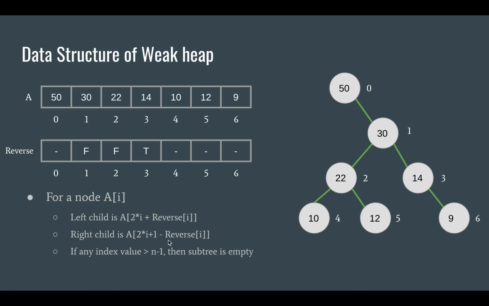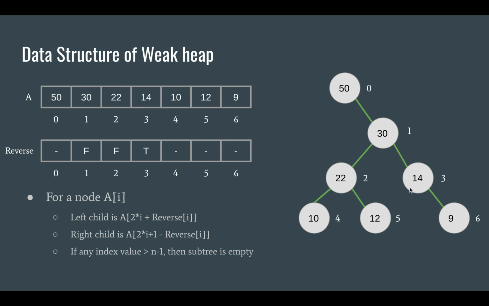And for the right child, here we can see that the index is 1, so 2 into 1 plus 1, which is 3, minus 0 because reverse of I is false. So the right child will be at index 3.